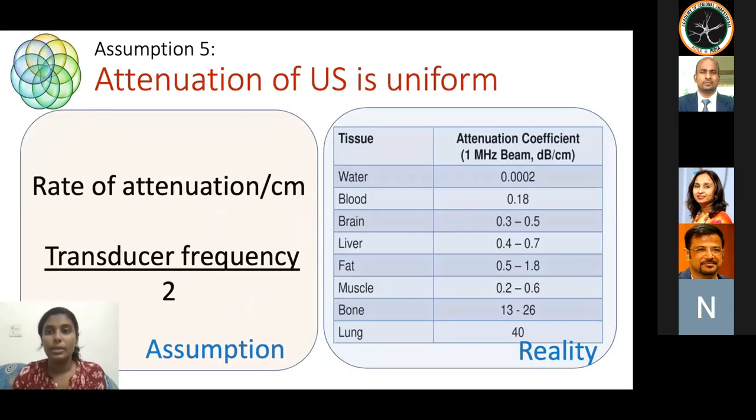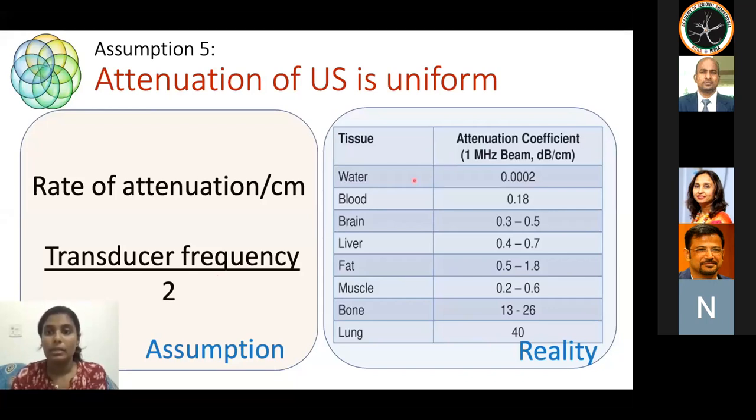Next assumption is that attenuation of ultrasound is uniform throughout. Attenuation is loss of beam intensity. The assumption is that the rate of attenuation is half the transducer frequency every centimeter of tissue it passes. What happens in reality is a little more complicated.